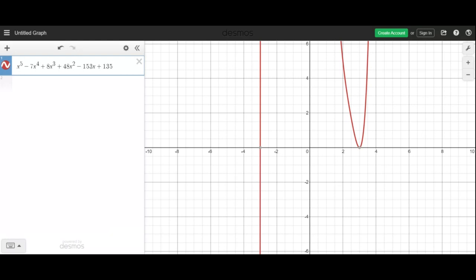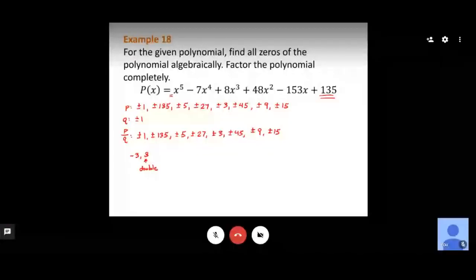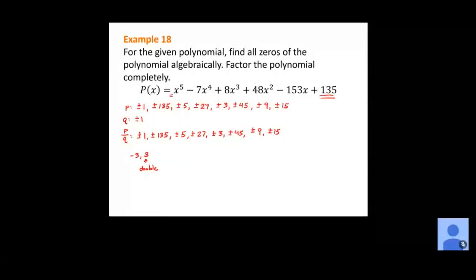So let me switch back to my other screen. If we want to test, let's do -3 first. I'm going to put -3 in my box, and we're going to do synthetic division here. Remember, we're going to list out all the coefficients. Always put zeros if you're missing any terms, but I have an x to the 5th, 4th, 3rd, 2nd, 1st, and then no x at all. I'm not missing any terms, so my coefficients are just going to be 1, -7, 8, 48, -153, and +135.